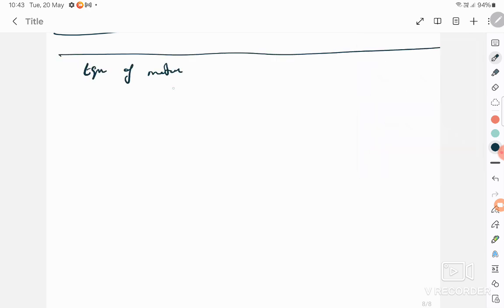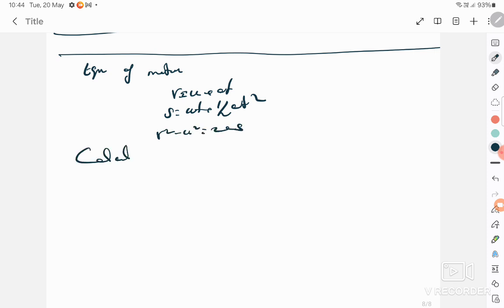So coming back to now, what did I teach after this is the equations of motion. What are the 3 equations of motion which you learned in 9th standard itself? v is equal to u plus at, s is equal to ut plus half at square, and v square minus u square is equal to 2as, and we have to derive this using calculus method.